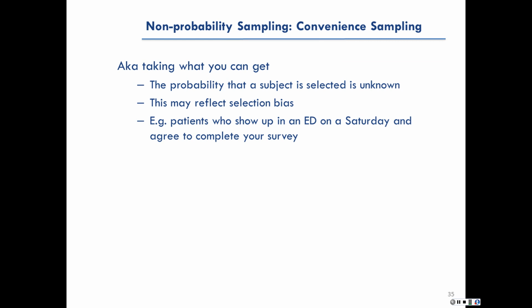So in this, you can't know the probability of whether a given subject from a population would be selected. And so there's going to be selection bias in non-probability sampling because it's not probabilistic. For instance, an example of this would be patients who show up in an emergency department on a Saturday afternoon and agree to take your survey. That would be an example of a convenience sample. We can't really do any inference from a convenience sample.